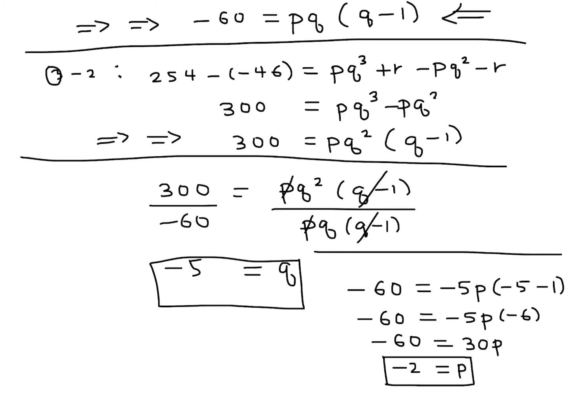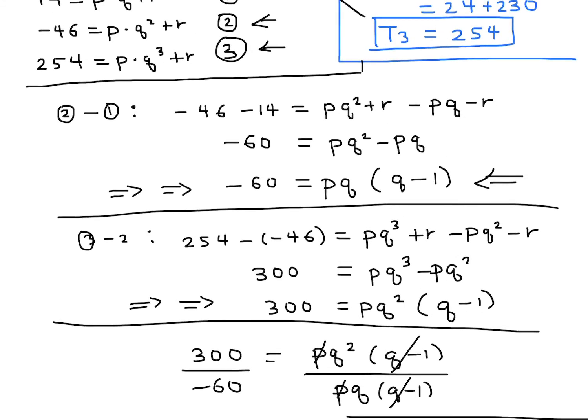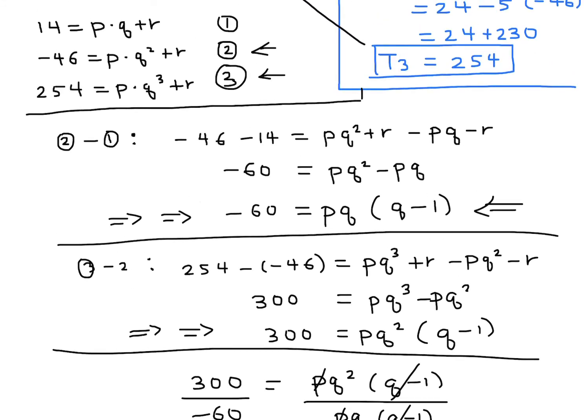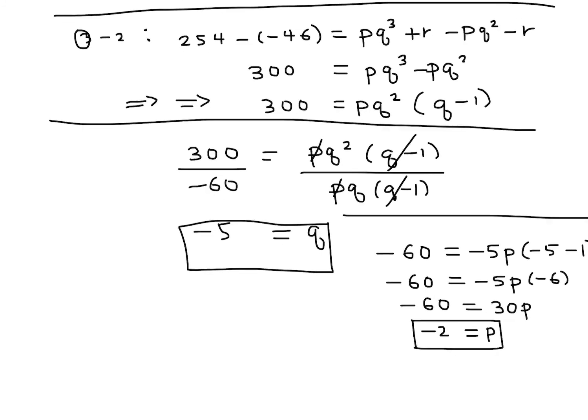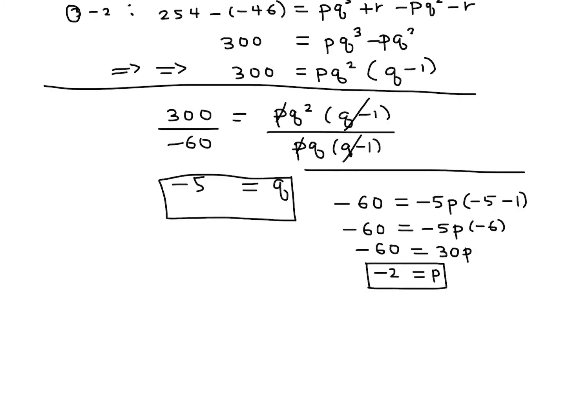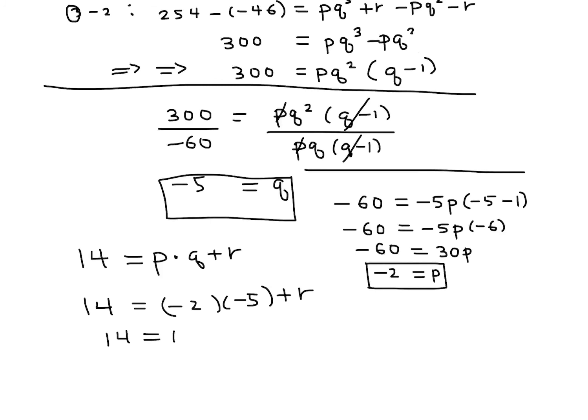Great. And then I think I have just one variable remaining, right? R. So I can use any of these equations that I got up here. This one seems simple enough. 14 is equal to PQ plus R. All right, let's use that one. So 14 is equal to P times Q plus R. So 14 is equal to minus 2 times minus 5 plus R. 14 is equal to 10 plus R, and therefore R is equal to 4. And there you have it.